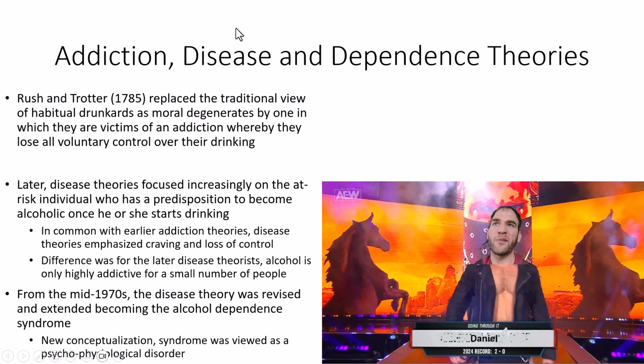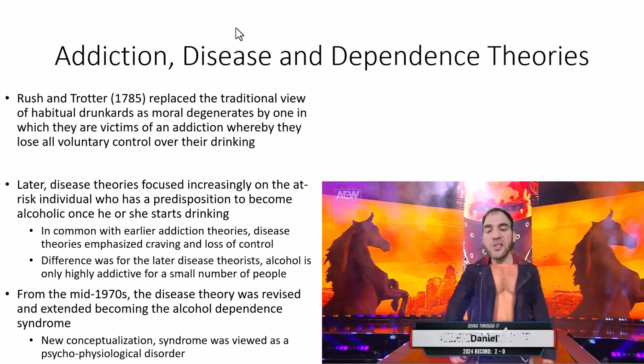So continuing on with our historical trajectory of how alcoholism is viewed, Rush helped shepherd in this idea that habitual drunkards are not moral degenerates, but rather that they are victims of addiction wherein they lose control over their drinking. Later disease theories focus increasingly on the at-risk individual who has a predisposition to become alcoholic once he or she starts drinking. In common with earlier addiction theories, disease theories emphasize cravings and loss of control. The difference was, for the later disease theorists, alcohol is only highly addictive for a small number of people. From the mid-1970s, the disease theory was revised and extended, becoming the alcohol dependence syndrome. In this new conceptualization, the syndrome was viewed as a psychophysiological disorder.